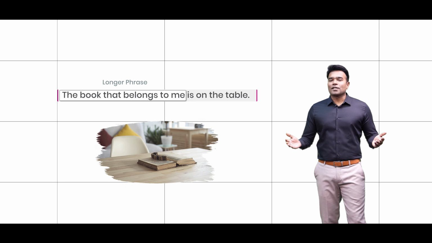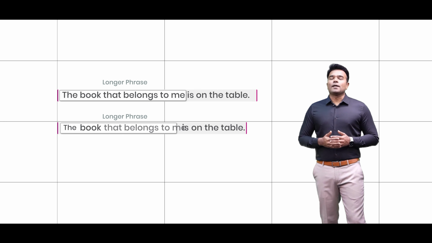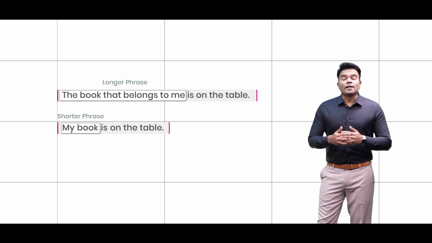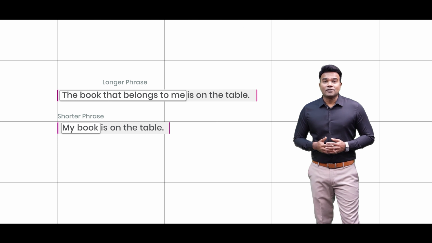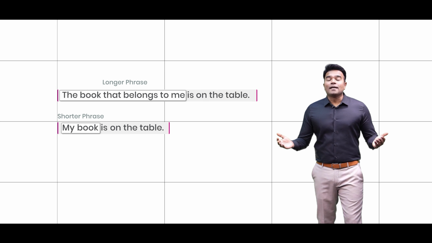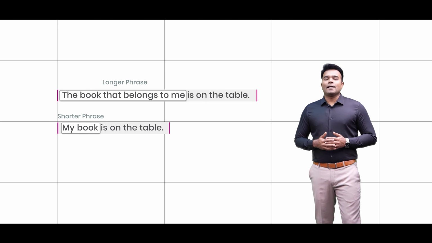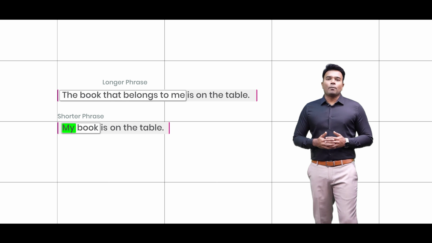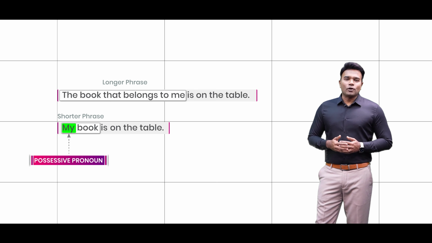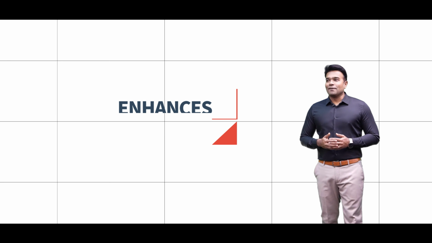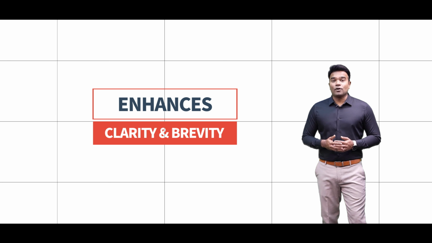That way, if I replace this phrase with a shorter phrase, that is my book, then the sentence, my book is on the table, also communicates the same meaning as the previous sentence. And in the second sentence, the word my is what we categorize as the possessive pronoun. Well, I'm sure that you can notice that the second sentence definitely enhances clarity and also brevity.